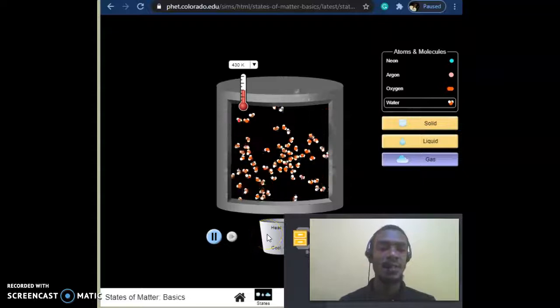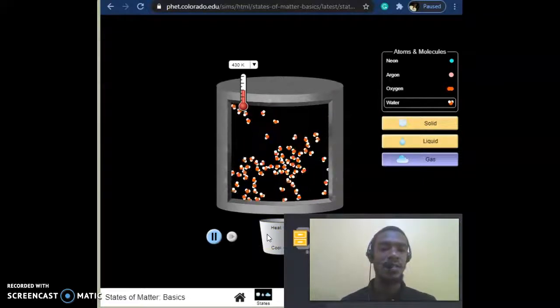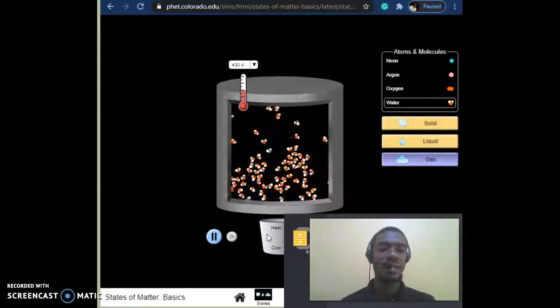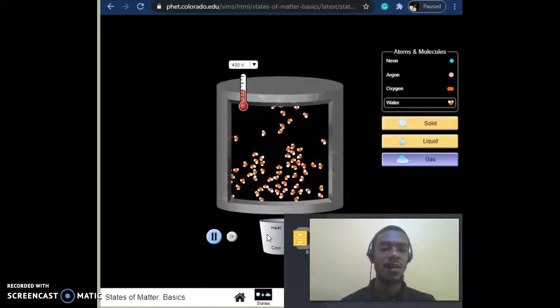So that is it for how particles behave in different states of matter. That is the particle theory of matter.